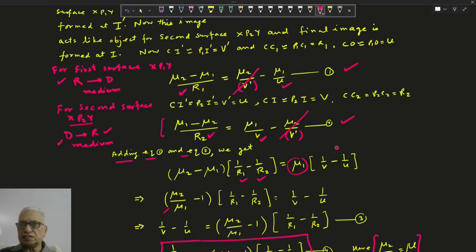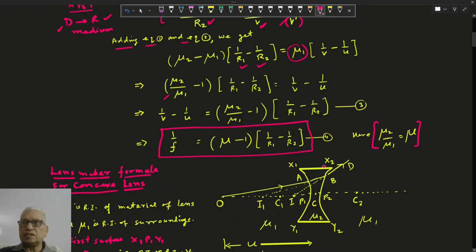Suppose we write mu2 upon mu1 as mu. This is the refractive index of glass with respect to the surrounding. Then the right side becomes 1 upon v minus 1 upon u, which by the lens formula is 1 upon f. So we have got the fourth equation, and this is the lens maker formula. We have derived this formula: 1 upon f is equal to mu minus 1 times bracket 1 upon r1 minus 1 upon r2. Here r1 and r2 are the radii of curvature for the first surface and the second surface.